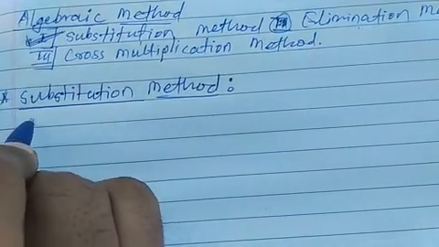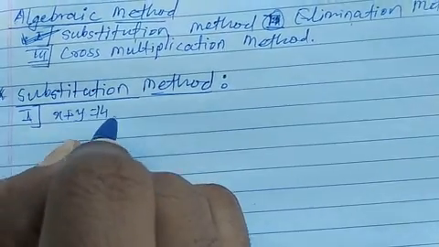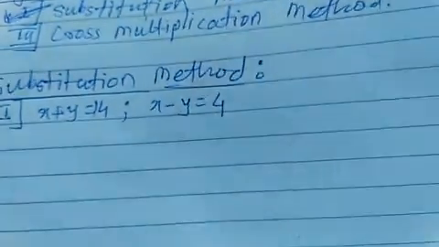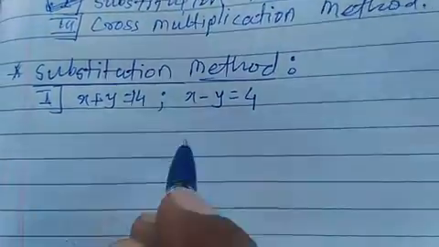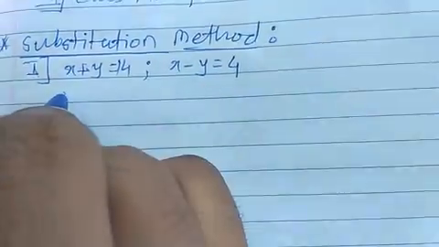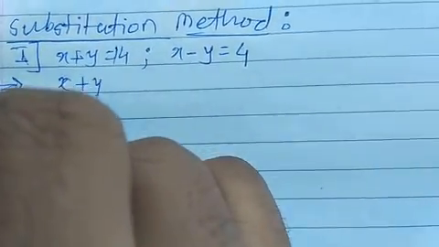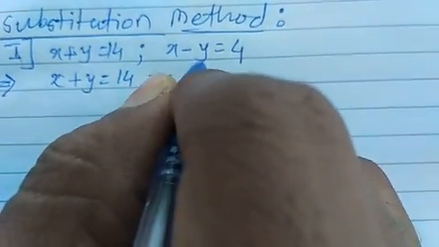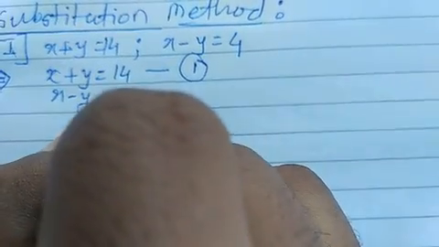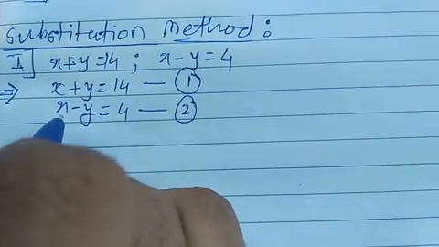The first example I will take is x plus y is equal to 14 and x minus y is equal to 4. This is the example, and we have to solve it using the substitution method. For solving this example, I will give these equations names. x plus y is equal to 14 is equation number first, whereas x minus y is equal to 4 is equation number second.